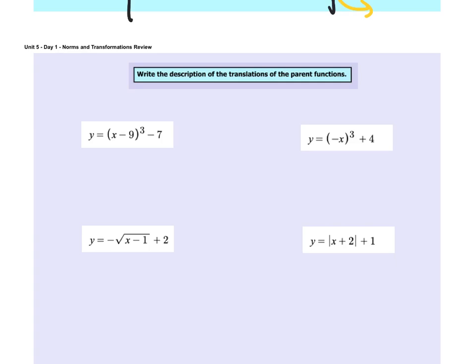So I'm going to do some highlighting. Let's say that if I highlight something in red, that means that it's going to be horizontal. And if I highlight something in blue, that means it's going to be vertical. Okay. So let's highlight the horizontal. So I think this is on the inside of the function, so it's horizontal. It's going to move 9. And this is on the inside of the function, that's going to be a horizontal reflection. And this is on the inside of the function, that's going to move 1. And this is on the inside of the function, it's going to move 2.